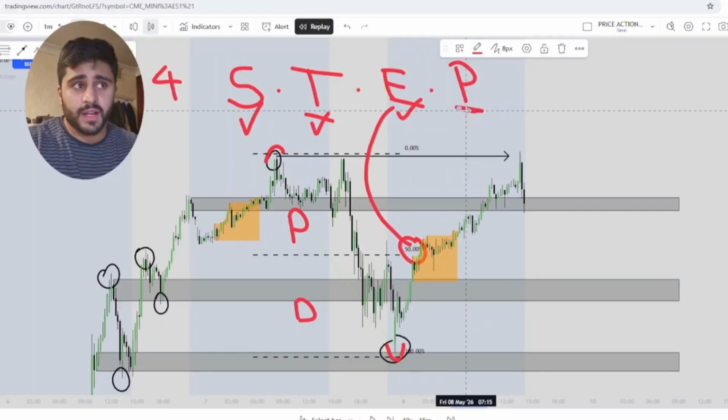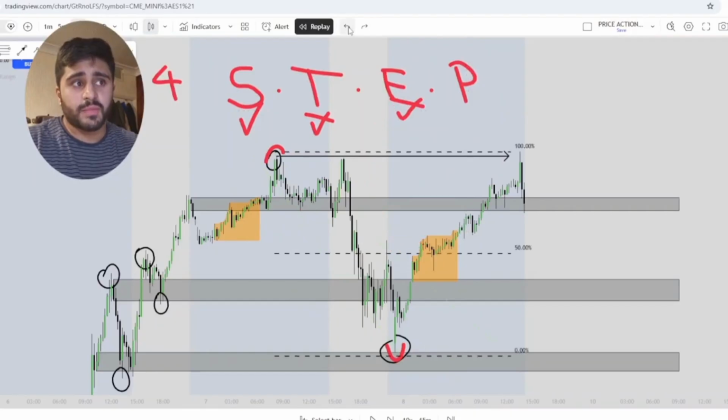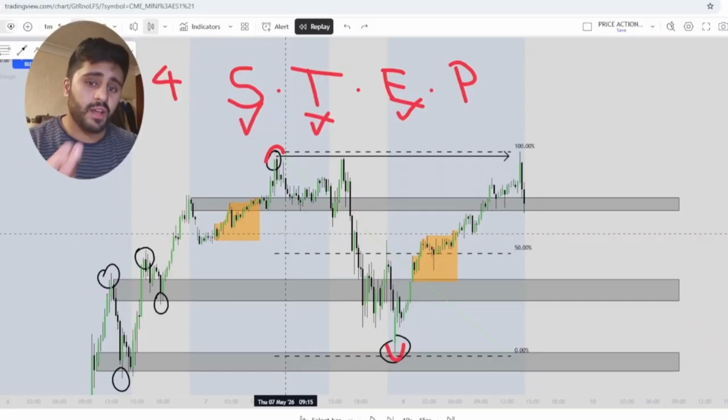Back to the video. Price imbalance. You're looking for a price imbalance, which is basically a fair value gap. Here's a quick tip when it comes to finding fair value gaps: you don't want to look for every single fair value gap. You're only looking for fair value gaps that are close to previous day highs or previous day lows.